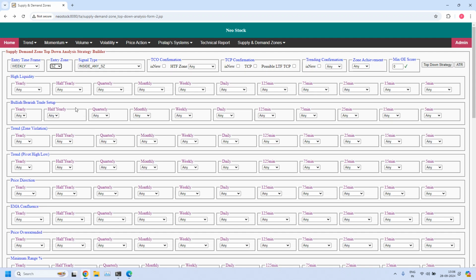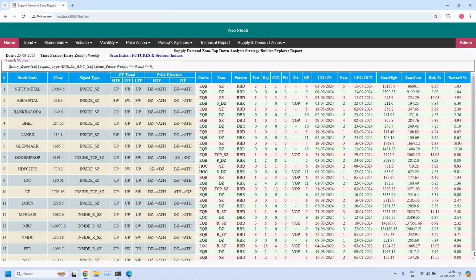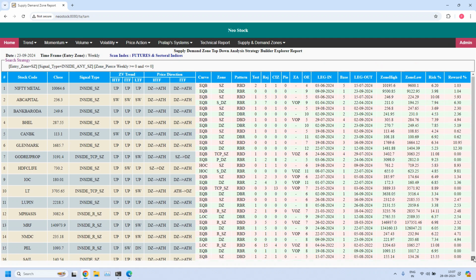If you don't set demand zone or supply zone, whichever has weekly pierced count 0, it will select. So this is the filter we need to add, because the entry zone is supply zone, and we don't want pierced supply zones. Let me further filter. See, now the list is reduced to 16. If we don't select entry zone, either demand zone or supply zone, whichever is having pierced count 0, it will select. So all the stocks were selected earlier. Now the list is reduced to 16. Let me scroll down.